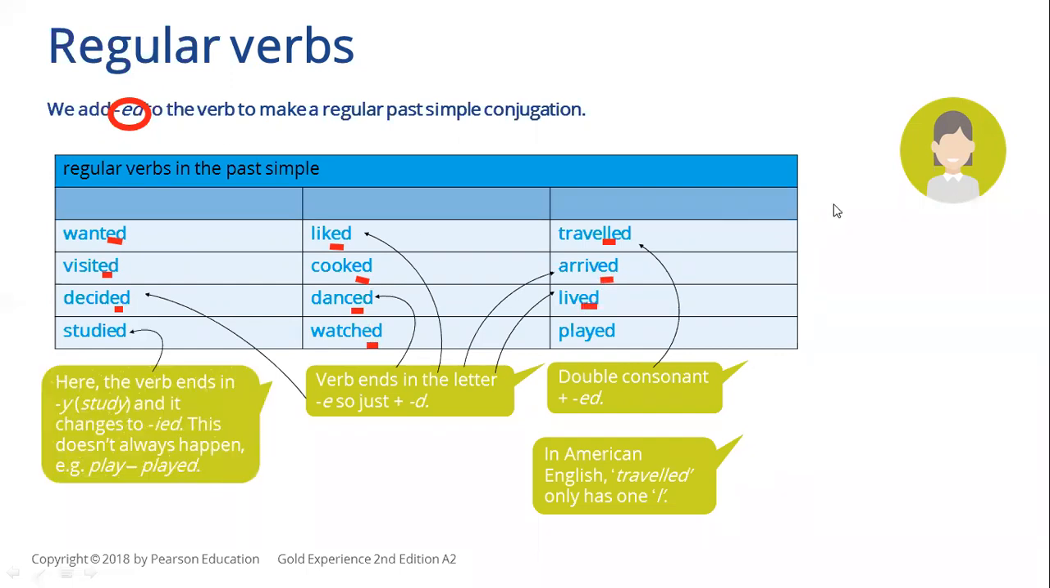Now, when the verb ends in Y, like study, you change the Y for the I, and you add ed like this. But this only happens when the Y is alone. Take a look at play. You just add ed because the Y is mixed with the vowel A. If it were alone, you would change it and add ed.